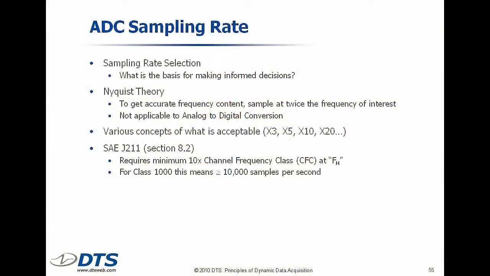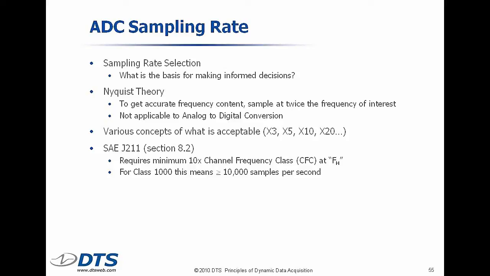So how do you know what sampling rate to use? Well, I'm sure some of you in the room have heard of the Nyquist theory. I'm sure some of you have probably had other theories put forth about how you choose how fast to sample something. But in the impact world, you don't have to make your own decision. SAE J211 says that your sampling frequency will be 10 times F sub H. What's F sub H? F sub H is the highest frequency of interest. And in the case of impact data, that's 1,000 hertz. A 1,000 hertz bandwidth means a minimum sampling rate of 10,000 samples per second.